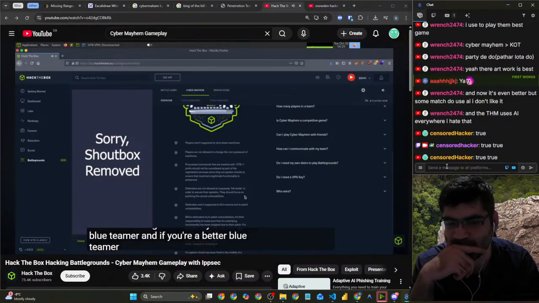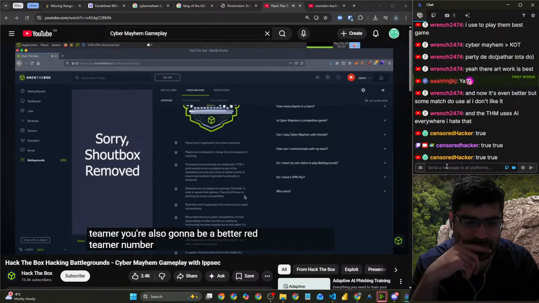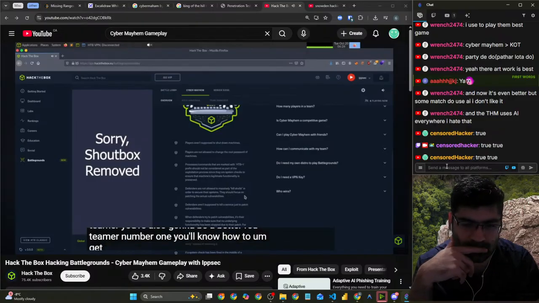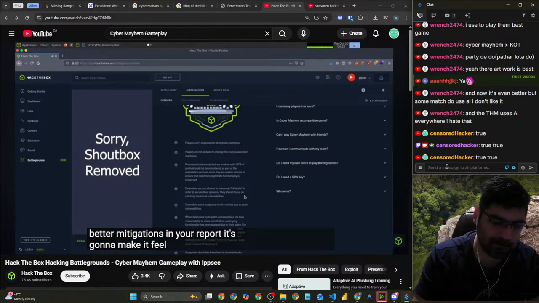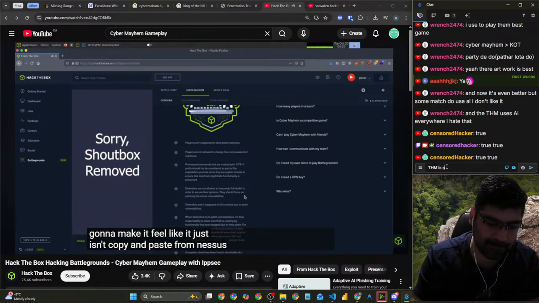And if you're a better blue teamer, you're also going to be a better red teamer. Number 1, you'll know how to get around certain patches. And number 2, if you put better mitigations in your report, it's going to make it feel like it just isn't copy and paste from Nessus or something.